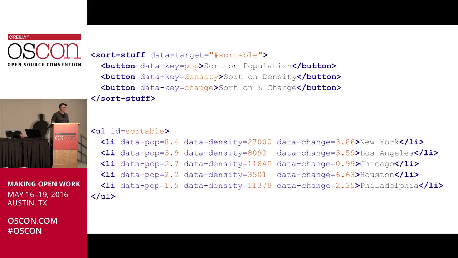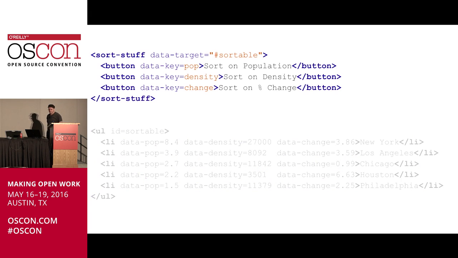This is what I want it to look like in markup, right? I have this sort-stuff element, and inside of it, it is going to have buttons. And each of those buttons is going to have a data attribute that's going to tell it what you are going to sort on. So the first one says data-key pop. Next one's data-key density. Third one is data-key change.